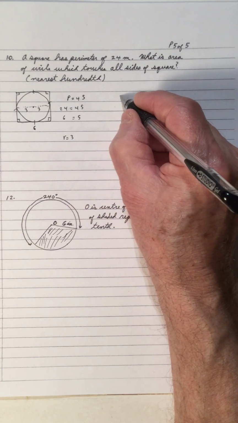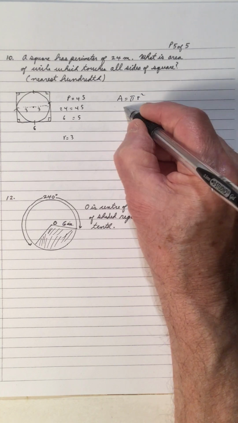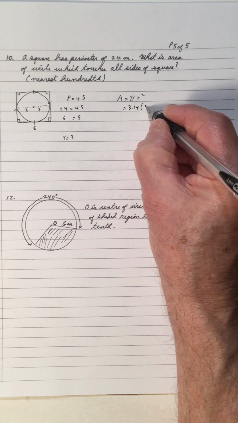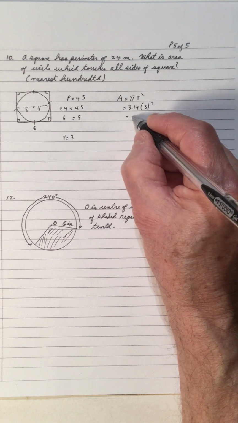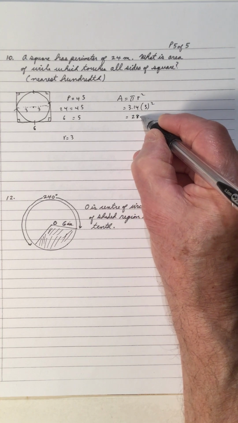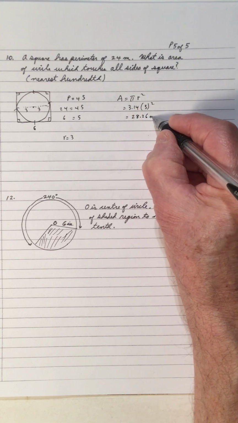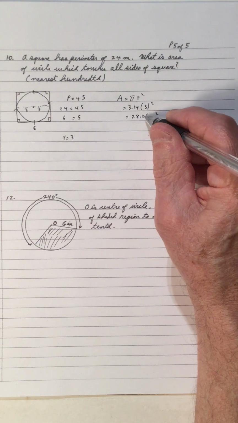So the area of a circle is pi r squared. Again, 3.14, and r is 3. So that's 3.14 times 9, which gives us 28.26. And it's in meters, so meters squared. And that works out to the nearest 100.